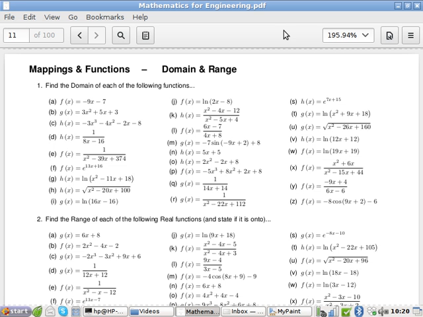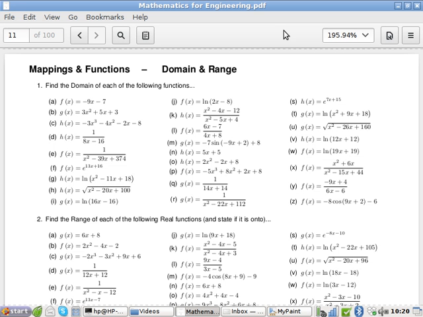C, all real numbers. How do I know? Because if you look at it, there's no value of x that's not allowed. You don't just substitute in a value, you just look at it and ask yourself, is there any value of x I can't use? So C is all real numbers, again.